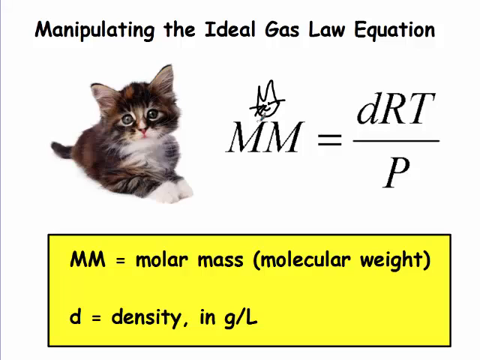The molecular kitty cat puts dRT over its P. So dRT over P equals molar mass. Molar mass, remember, has the units of grams per mole. And density in these problems will be grams per liter.